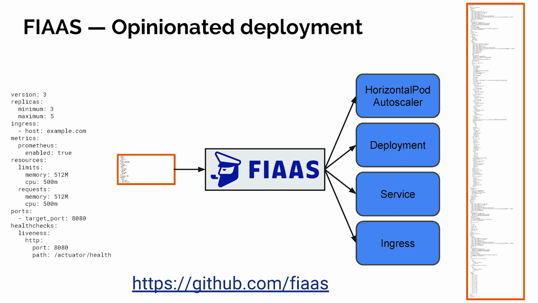So FIAS takes this data, the example here is a little bit more than the version field, and then expands it into horizontal pod autoscalers, deployment objects, services, ingress objects, and deploys it for you. So if you look at the red boxes here, you have the input on the left side, which is a little bit of data, and on the right side you have the expanded and hydrated Kubernetes manifest that we deploy.